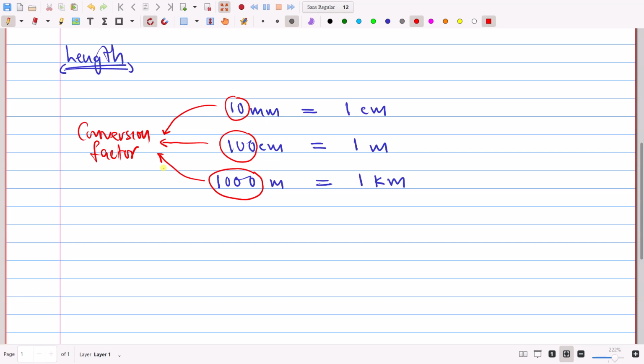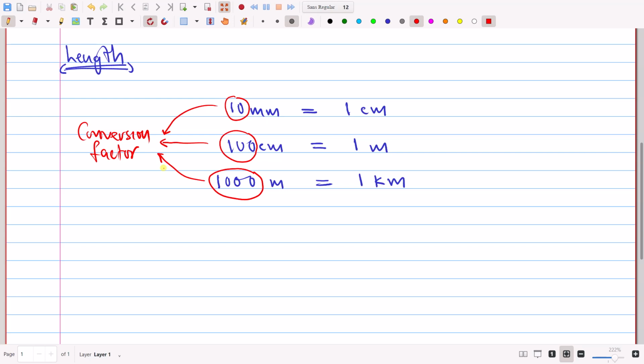What you should know is that this number that is other than 1, which exists within a relationship between two units, we call a conversion factor. And that conversion factor is the number that you use when you shift from one unit to the other. So if you want to move from the millimeter to the centimeter, you have to use 10. If you want to move from the centimeter to the meter, you have to use 100. If you want to move between the meter and the kilometer, you have to use 1000.